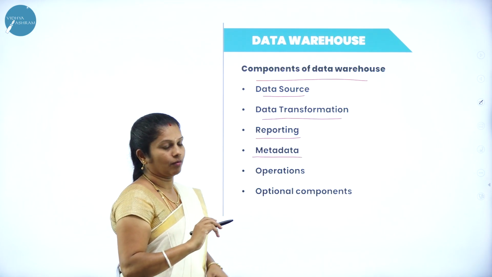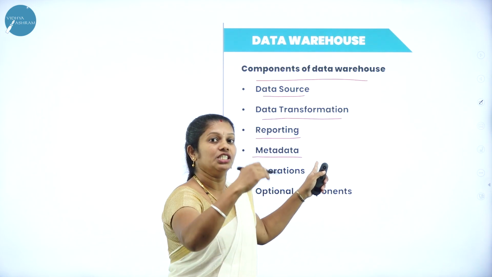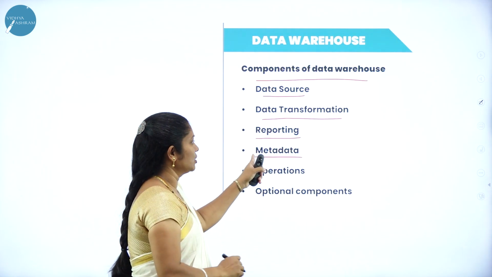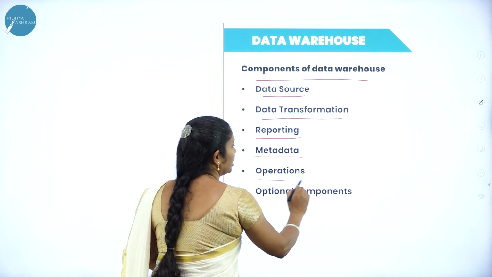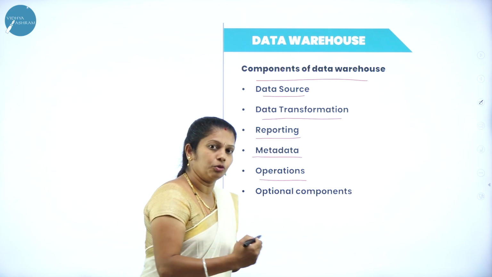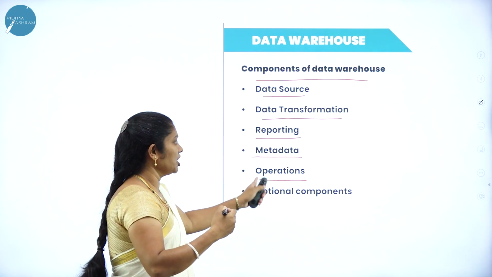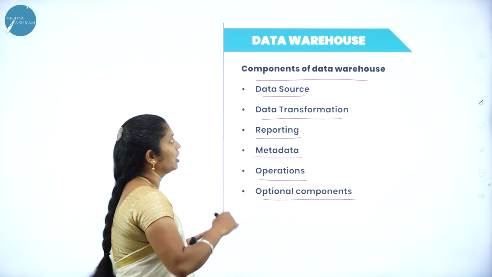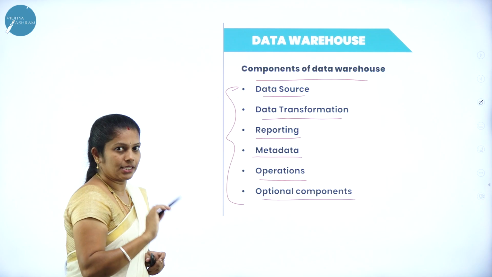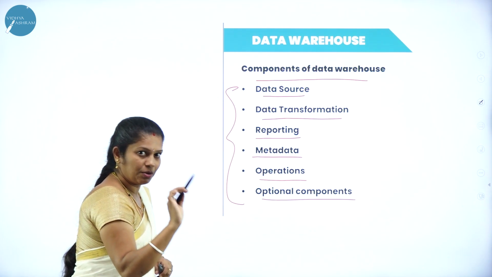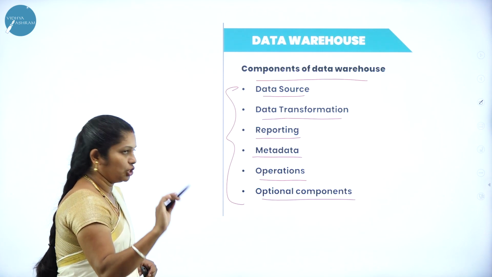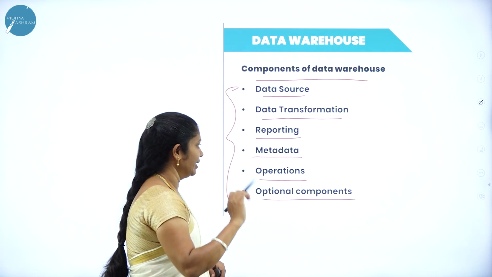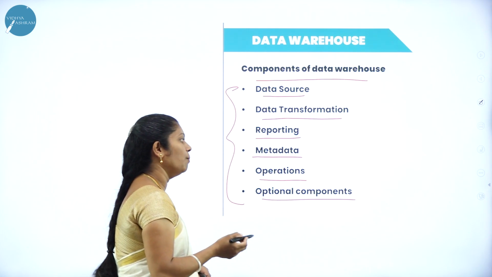Then metadata. Status of the data is nothing but metadata. It is the information, the description about data: what exactly the data is. Then operations. It can support input operation, output operation, manipulation, creation, updation, modification, everything. Then optional components. These are the few data warehouse components. Now is it clear? Data source is the huge data source; data transformation is cleaning; reporting has to be available for everyone; metadata is the status of the data; operations support all the operations; then optional components.